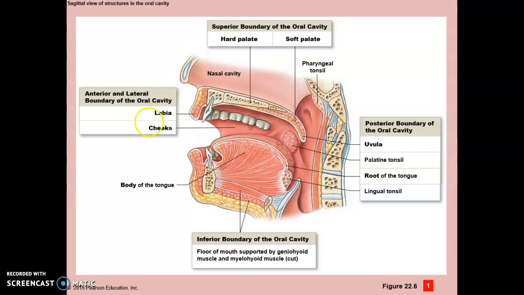Know the parts of the oral cavity. Labia are the lips, the cheeks. The uvula will move back when you swallow to block food from going up into your nasal cavity. There's a hard palate and soft palate. You remember your pharyngeal tonsils at the back of the throat, the lingual tonsils at the base of the tongue.